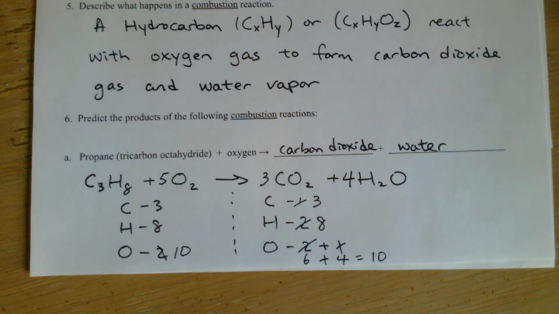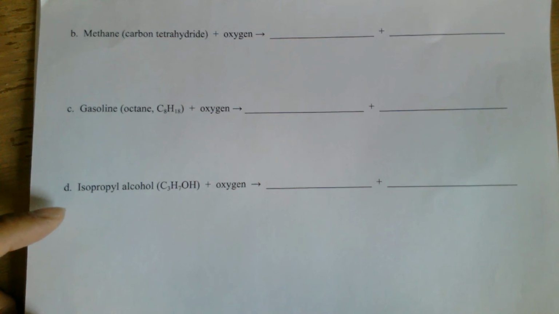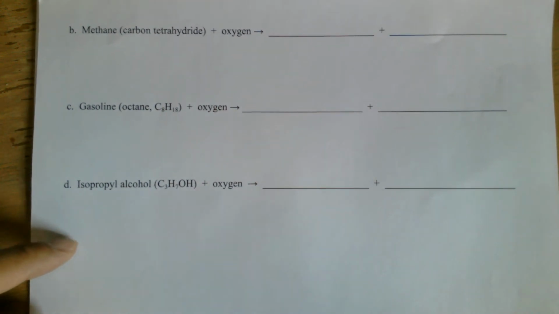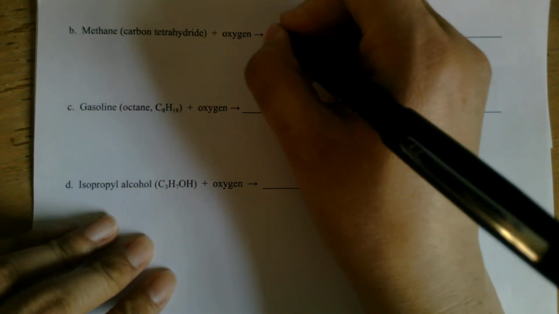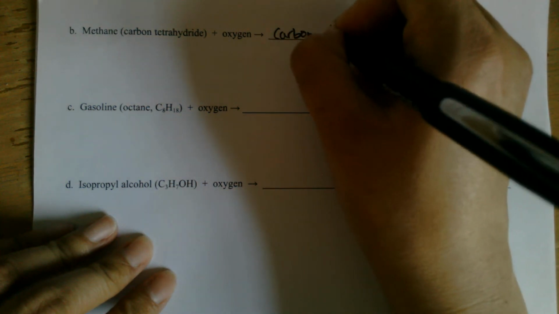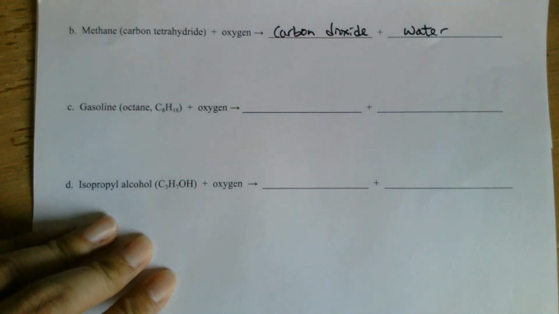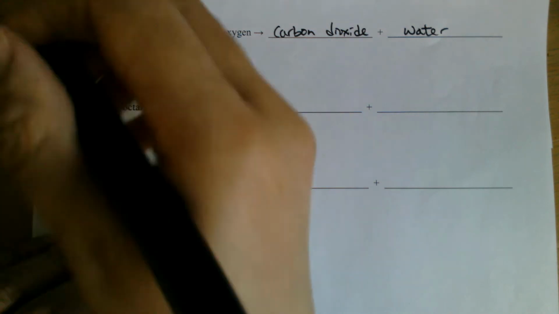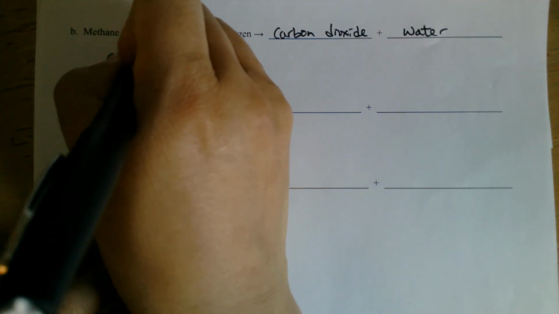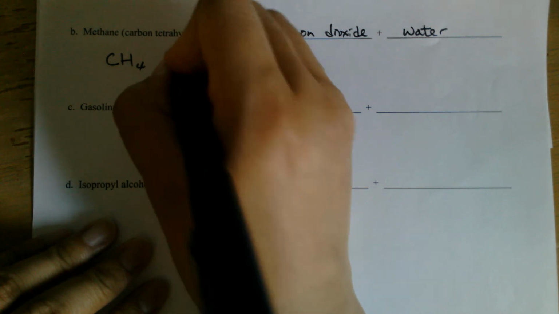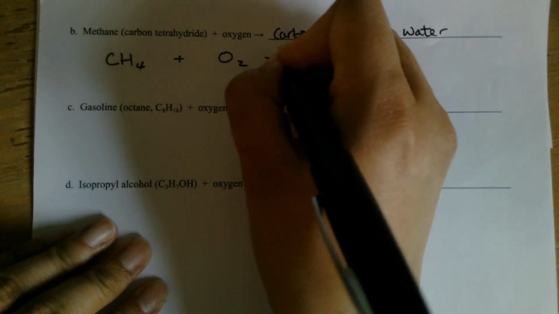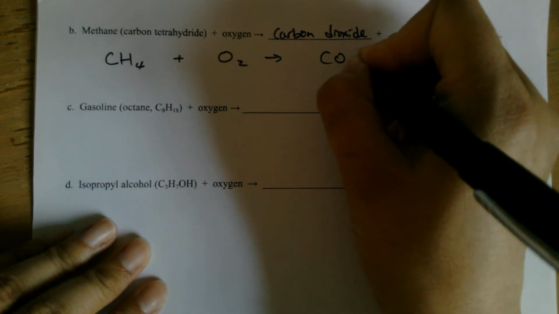Moving on to the next problem, we have B, methane plus O2, where oxygen will also give you carbon dioxide and water. And our reactant, methane, is going to be CH4, plus O2, yields CO2.